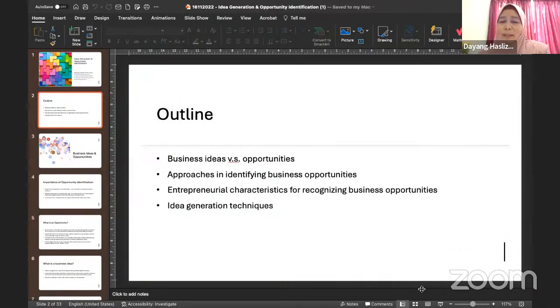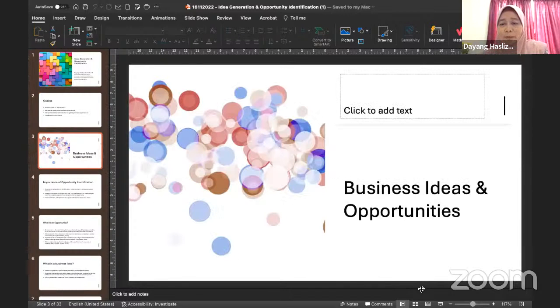So my lecture today will be divided into four subtopics, which are differences between business ideas and business opportunities. And then I will continue with sharing some approaches in identifying business opportunities. Then we'll look into entrepreneurial characteristics for recognizing business opportunities. And lastly, we'll go to idea generation techniques. So the first one is business ideas and opportunities. What are those? Let us look.